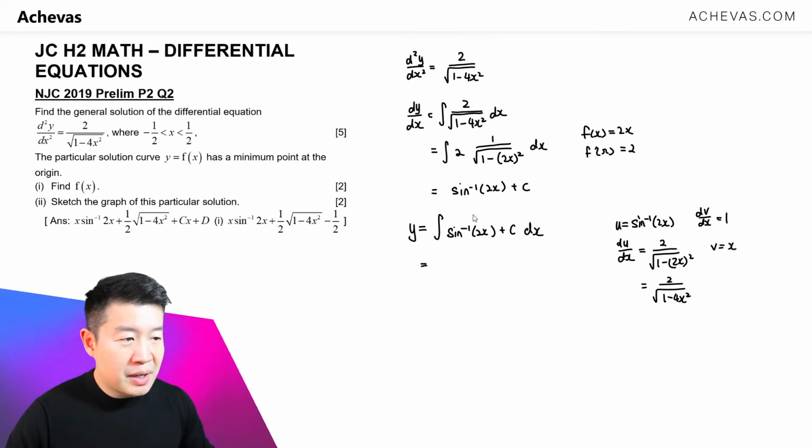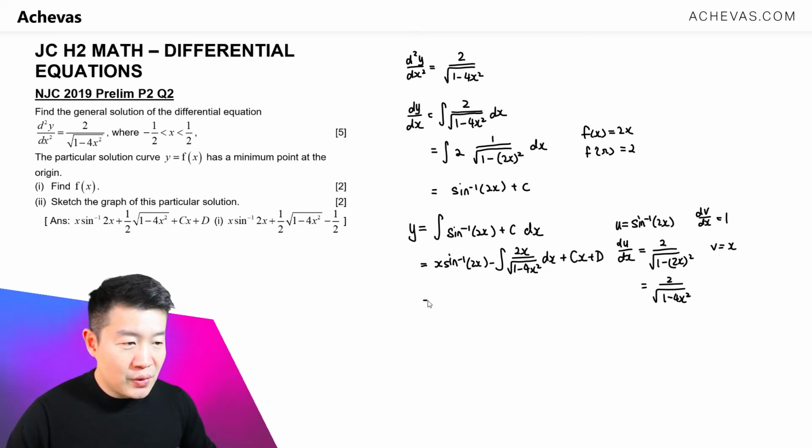So applying integration by parts for this expression over here, we will have uv. So it is going to be x sine inverse of 2x minus integration of v du/dx. So this times this, we will have 2x over square root of 1 minus 4x squared dx. Then plus c, integrating it, it is going to be this. Then plus an arbitrary constant, let's go for d. So this is going to be equal to x sine inverse of 2x.